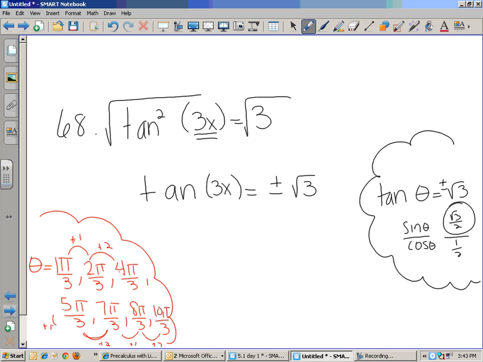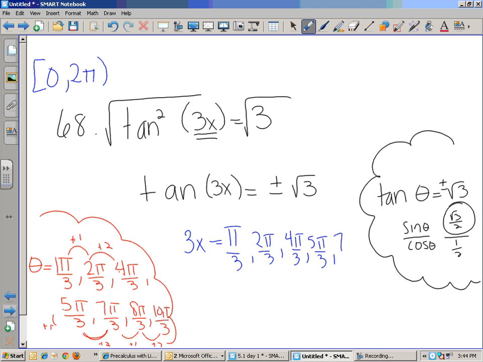Okay. Now, to finalize my answer, remember, I'm looking where? Say it. Please say it. 0 to 2 pi. My answers cannot exceed 2 pi, and they must be positive. So now I come over here and I go, but wait, I'm saying 3x is equal to these numbers, pi over 3, 2 pi over 3, 4 pi over 3. And I'm just going to write as many as I think I need. I know how many I need, but I'm going to keep writing.